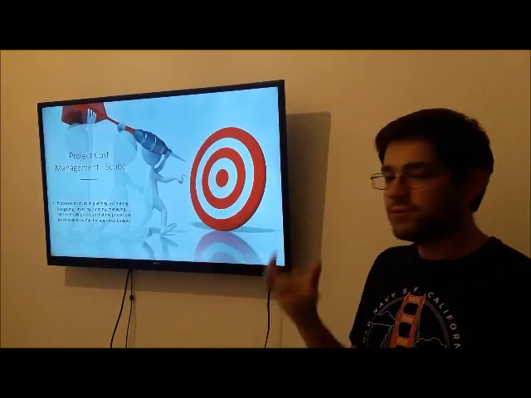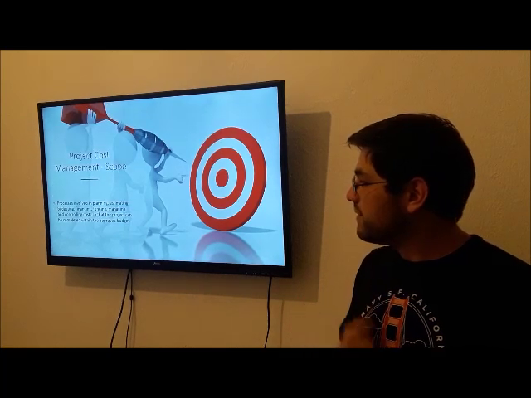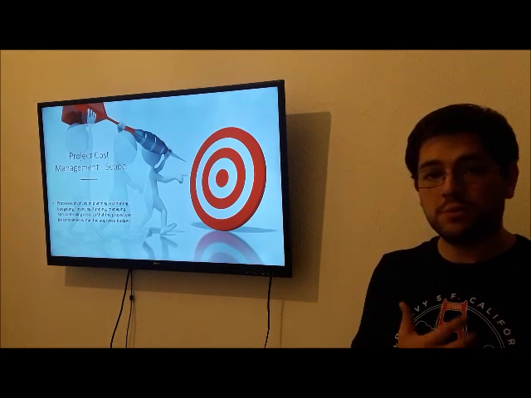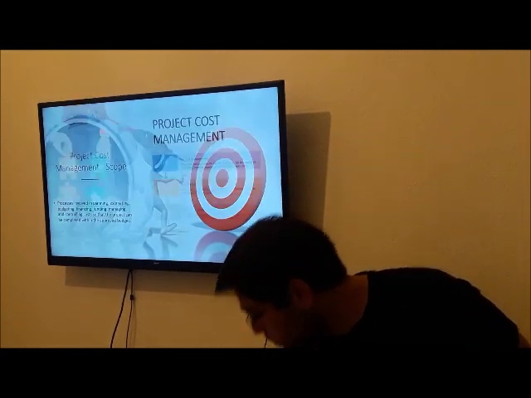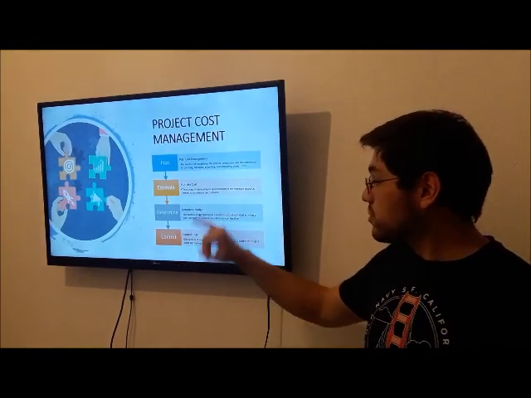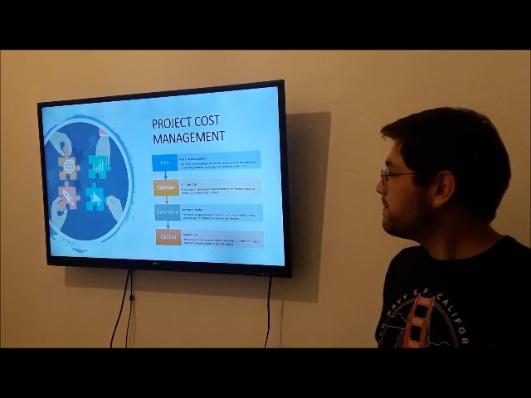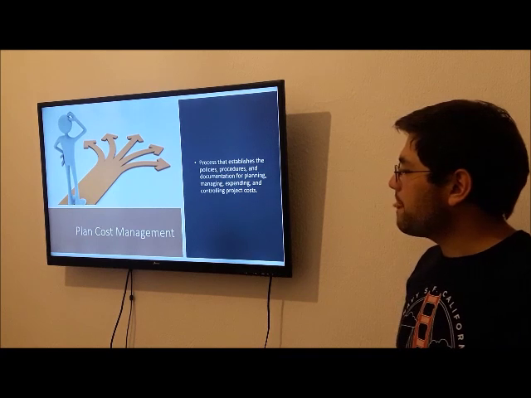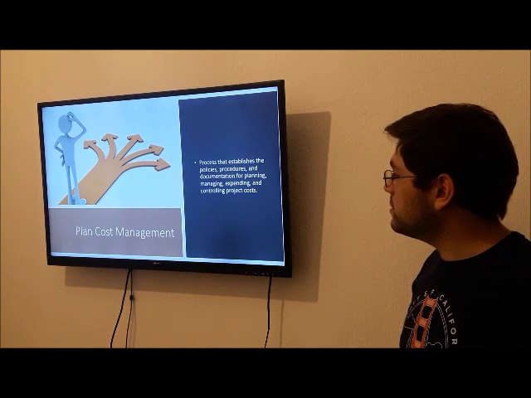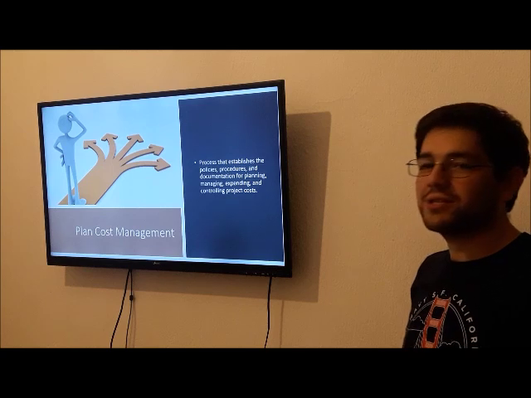For this, first of all, scope for cost in project management is defining or planning, estimating how much we're going to spend in a determined project. For this, we will have to make a plan, estimate the cost, determine what our cost is going to be, and control the expenses. First, plan cost management is the process that establishes the policies, procedures, and documentation for planning, managing, expending, and controlling project costs.